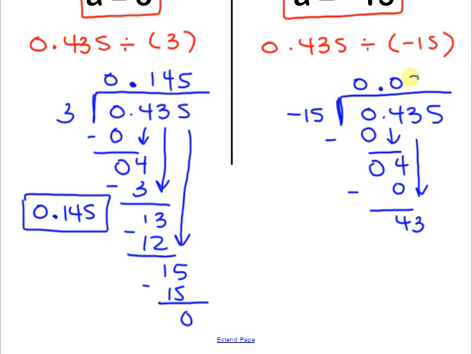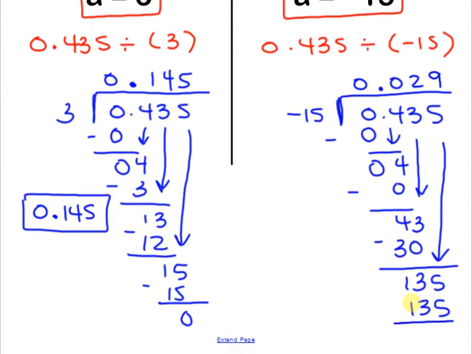15 goes into 43 2 times. 2 times 15 is 30. Subtract. 43 minus 30 is 13. Bring down the 5. 15 goes into 135 9 times. 9 times 15 is 135. Subtract, and you end up with 0. Here you have a positive divided by a negative, so your answer is going to be negative 0.029.